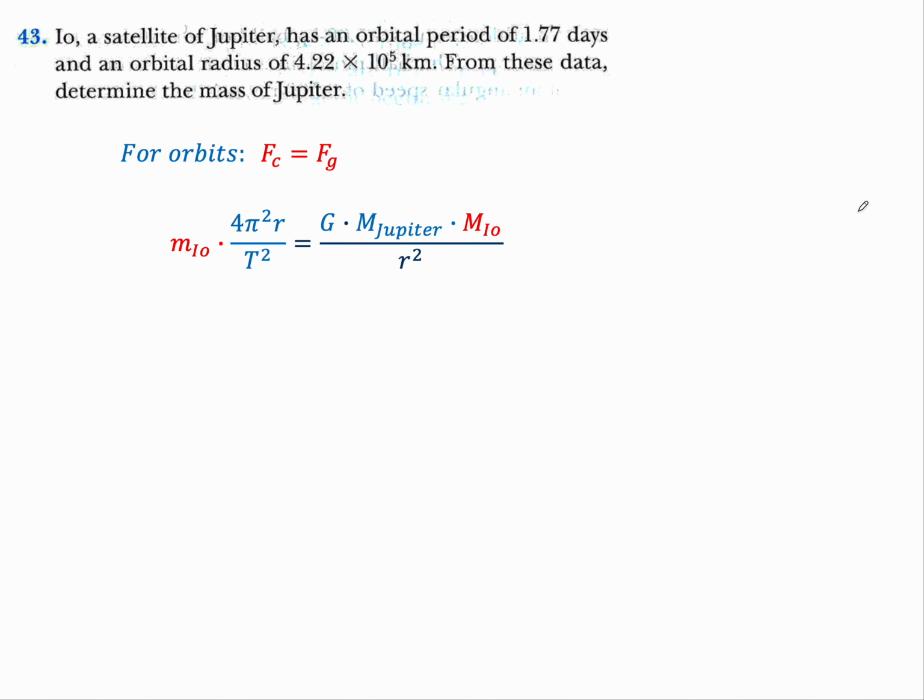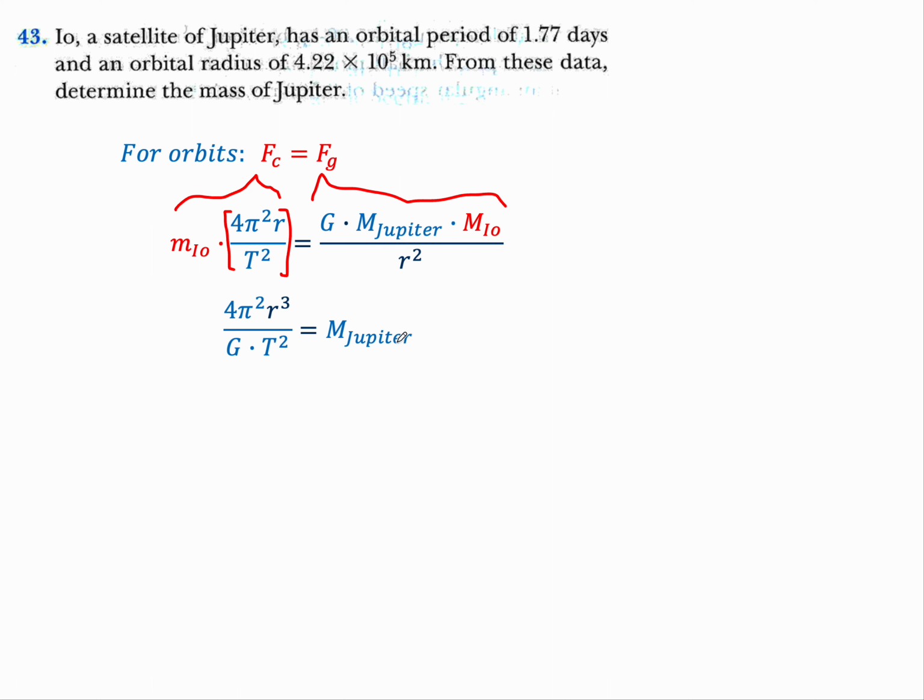So for centripetal acceleration, I'm going to use this equation. So the centripetal force, just the mass of Io, times the centripetal acceleration, is going to equal the gravitational force, which is going to be G times the mass of Jupiter times the mass of Io all over r squared. And I left it this way. Please notice that the mass of Io is going to cancel out.